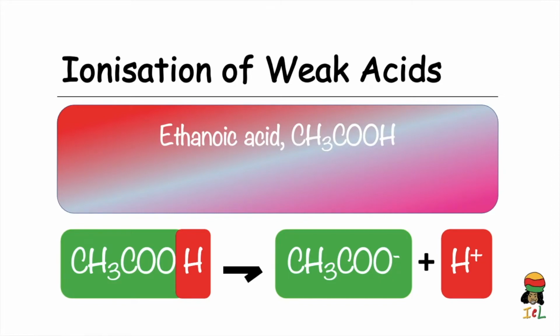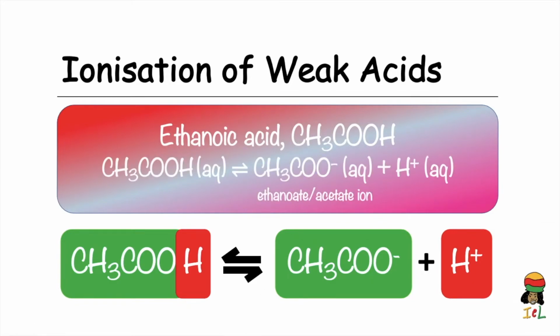Also recall that some dissociated ions will recombine to reform the acid molecules in the reverse reaction, hence the use of the reversible arrows. We write the ionic equation as CH3COOH in a reversible process, releasing the ethanoate ion CH3COO minus and a hydrogen ion H plus, all in aqueous solution. Since weak acids only partially ionize in solution, then a solution of ethanoic acid would contain a mixture of ethanoic acid molecules, the ethanoate ions, and hydrogen ions.